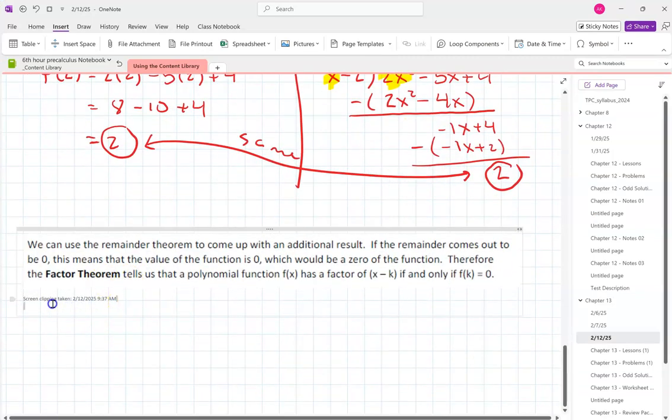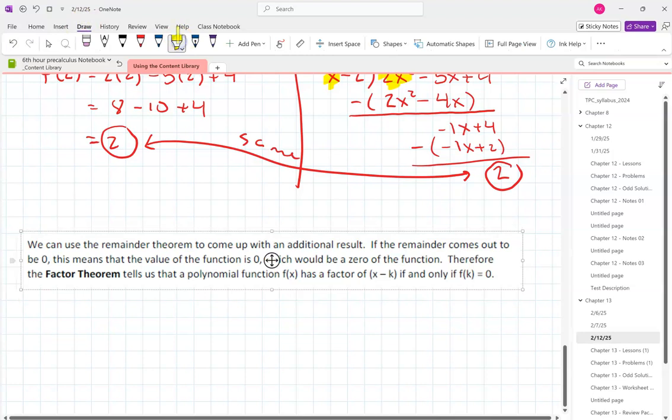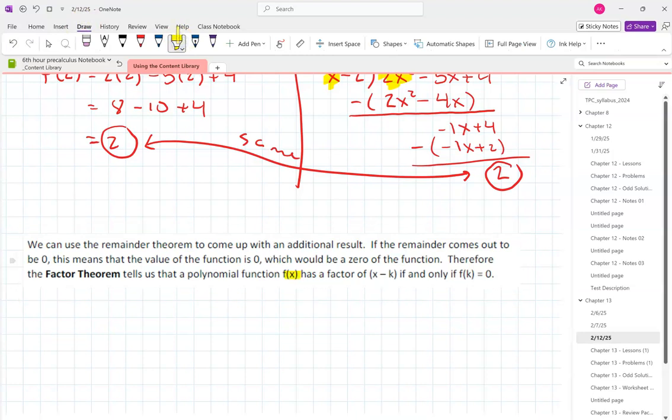So the factor theorem says if I have some polynomial f of x, it has a factor x minus k if and only if that substitution gives us 0, i.e. it's a 0 remainder, which is just exactly the idea that we had before.